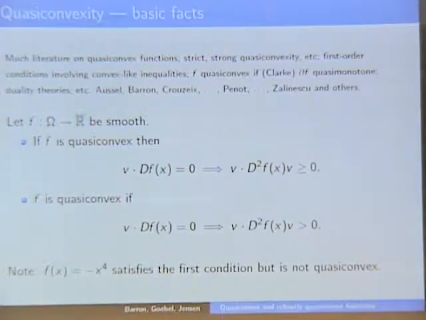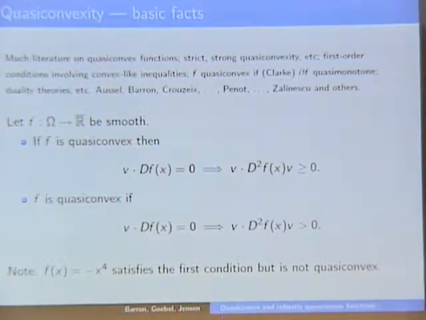There has been a lot of work on quasi-convex functions, including first order conditions, properties of the subdifferential, etc., and a couple of different duality theories. The only thing I want to mention, because I will generalize it in a moment, is a second order condition for a smooth function to be quasi-convex.